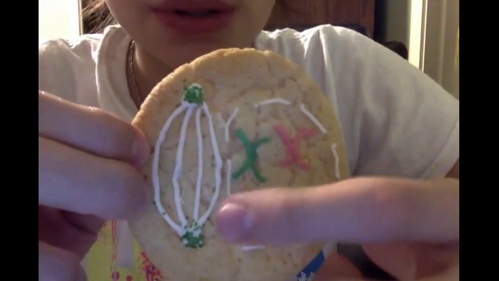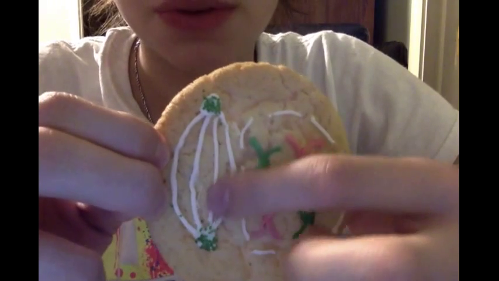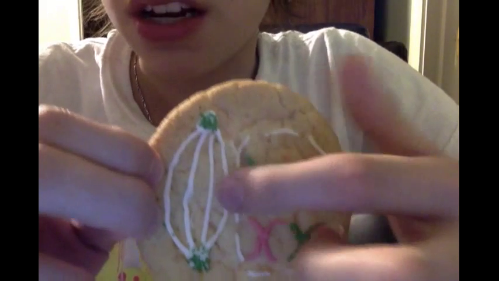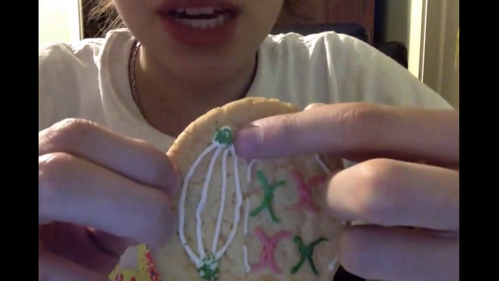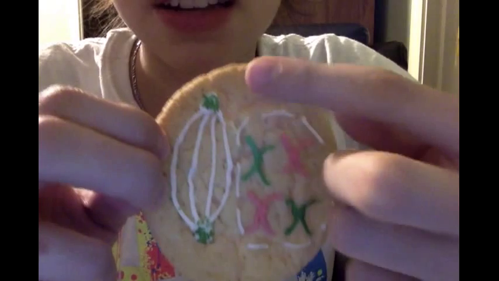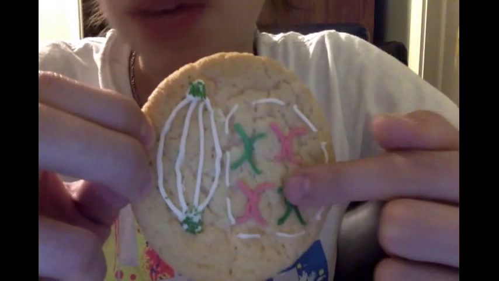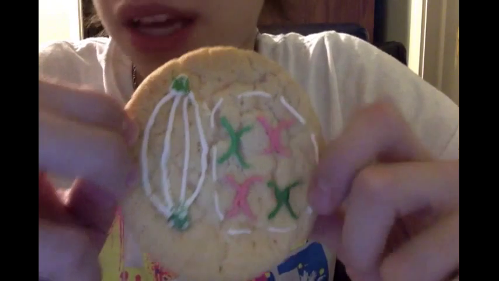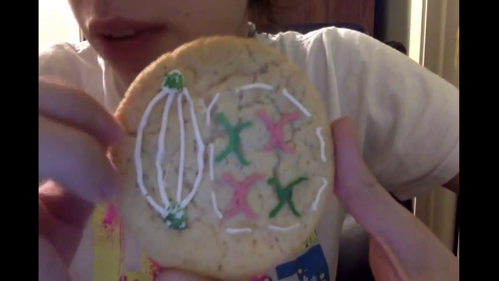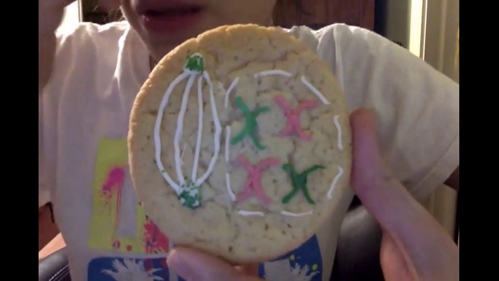Just to show you real quick what we talked about, the spindle fibers would be represented by these white lines right here. We're going to have some asters that are not represented on the cookies, but these little green highlighted areas are your centrioles. And what we have over here, this is what your chromosomes are. These are your two sisters right here. So what happens during the early prophase is that the chromosomes coil up tightly so they become visible.